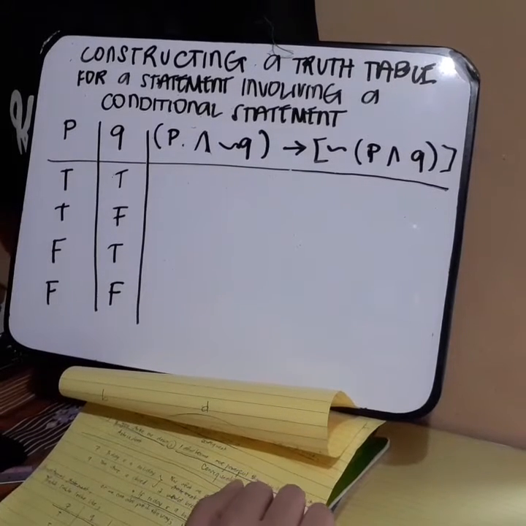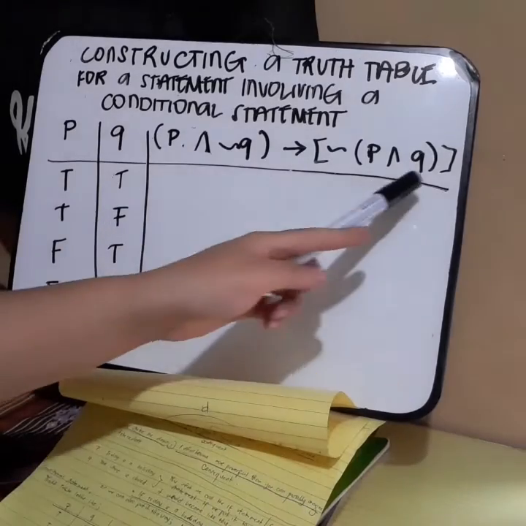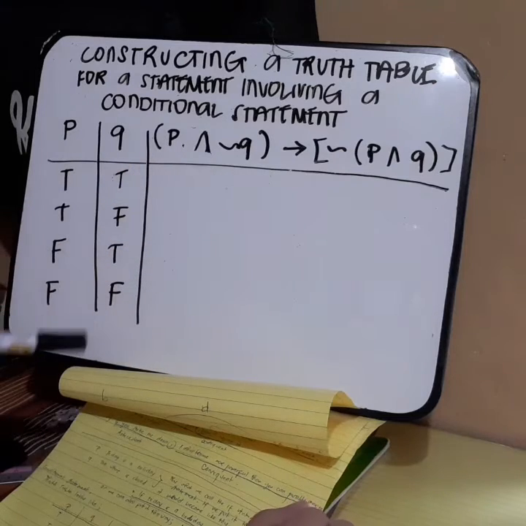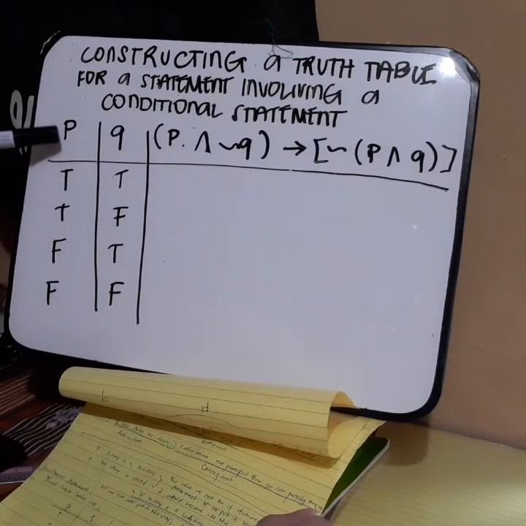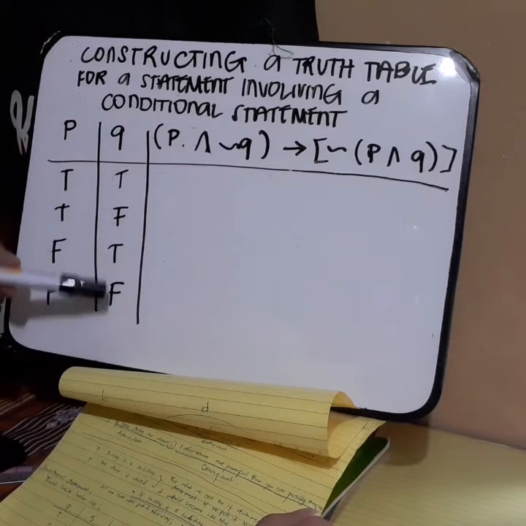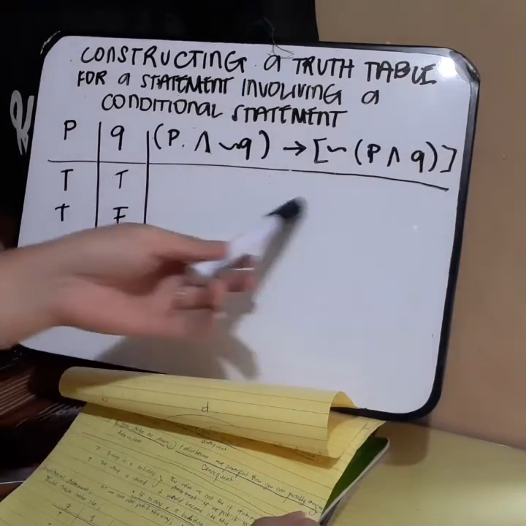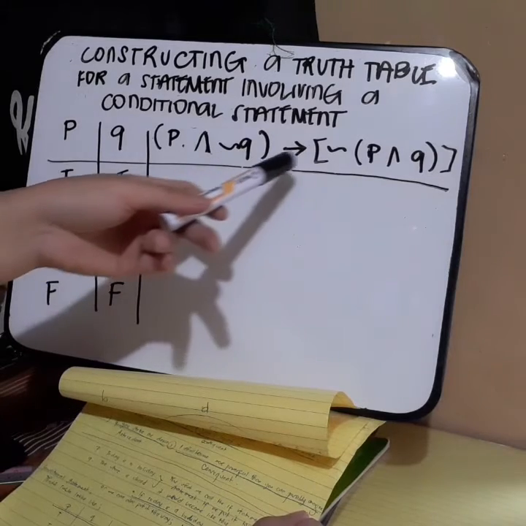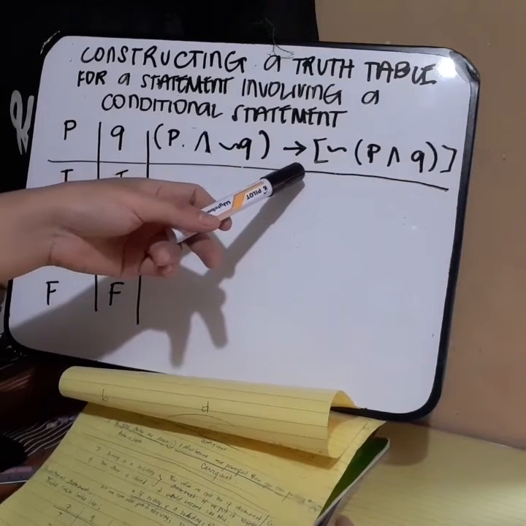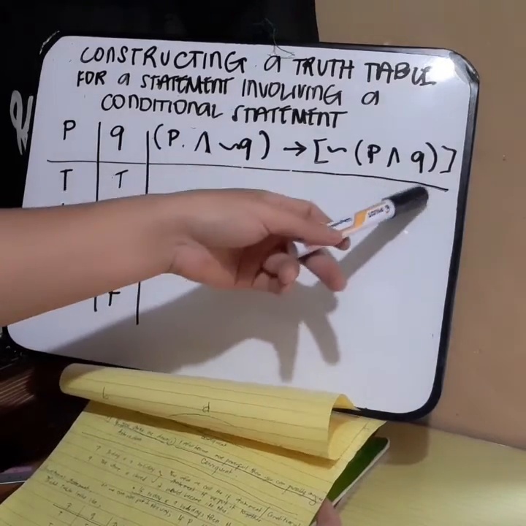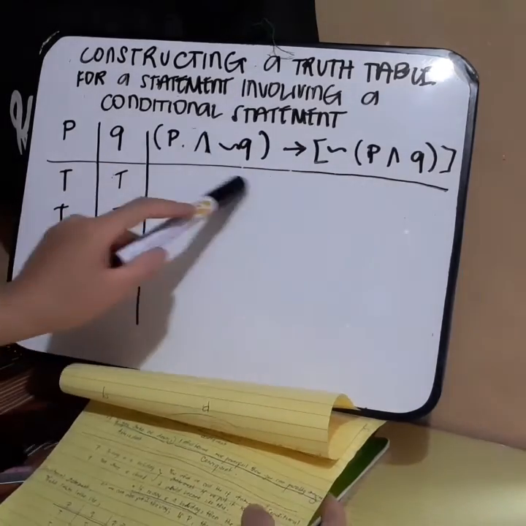So here, there's another problem. Kung mapapansin nyo, mas marami na siya. So constructing a truth table for a statement involving a conditional statement. So katulad nung kaninang table natin, yung truth table, ginawa lang din natin yung kanina: true, true, false, false, and the Q column: true, false, true, false. Now, how are we going to read this? So, it reads like this: open parenthesis, P and not Q, close parenthesis. If P then Q, not, open parenthesis, P and Q, close parenthesis. Then, how are we going to answer this?